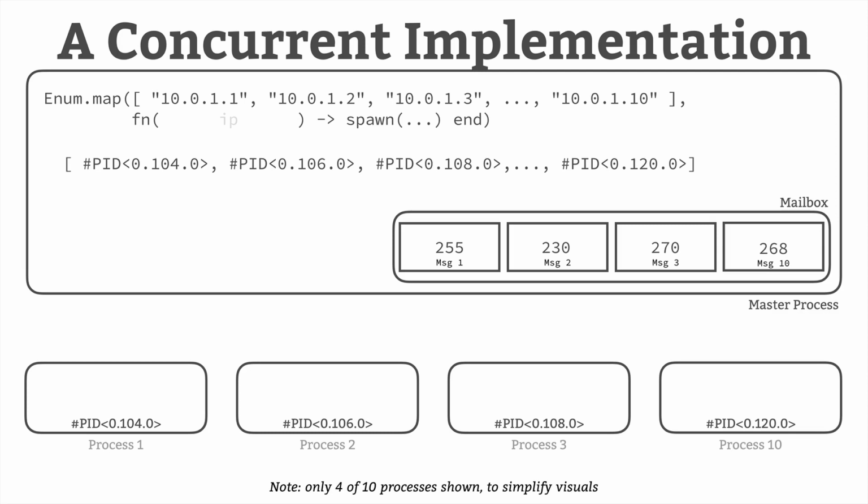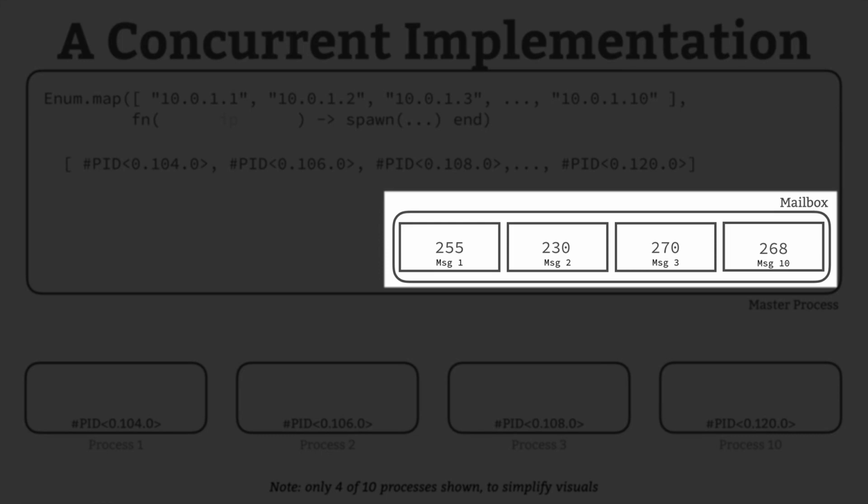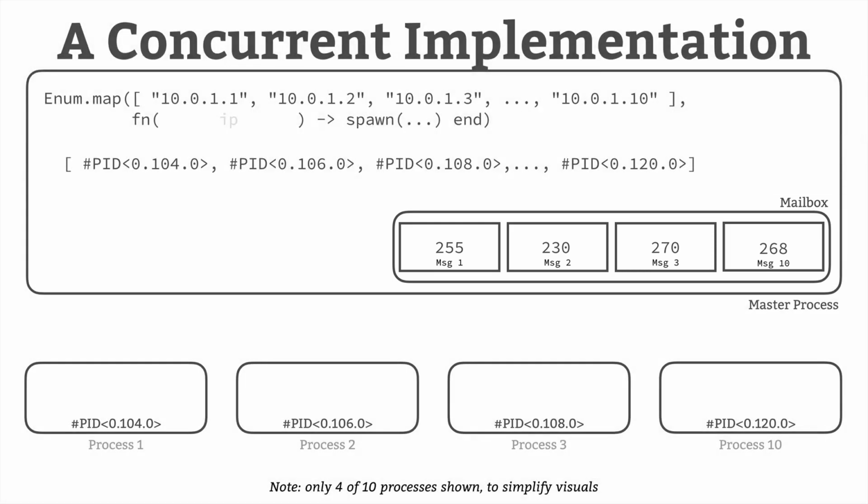Now, again, the result of calling map here will result in a transformation of IP addresses to PIDs. So what do we do with these PIDs? Are these PIDs even useful to us? Well, they can be, especially if you think about the 10 messages in the master process's mailbox. Do you think these 10 messages in the master process's mailbox are in a particular order? In other words, do you think the first message is the API response for the first IP address, and the second message is an API response for the second IP address, and so on?